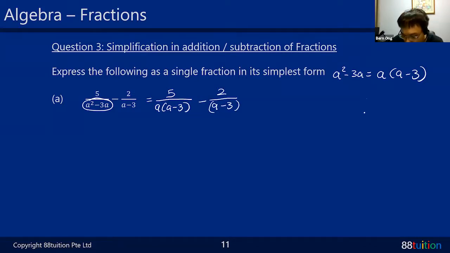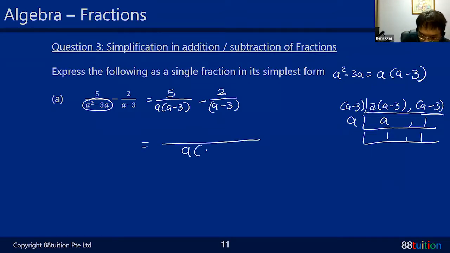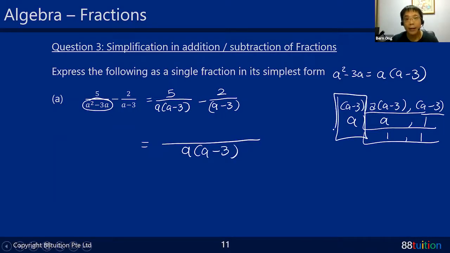Then you can do the LCM thing in your head. A minus 3, and A minus 3. Divide by the common one, A minus 3. So you're left with A down here, and you're left with 1 down here. Divide by A, so you're left with 1, 1. So what is the LCM? The LCM is A minus 3. How do I know? Down here. So that is the fraction that I need.